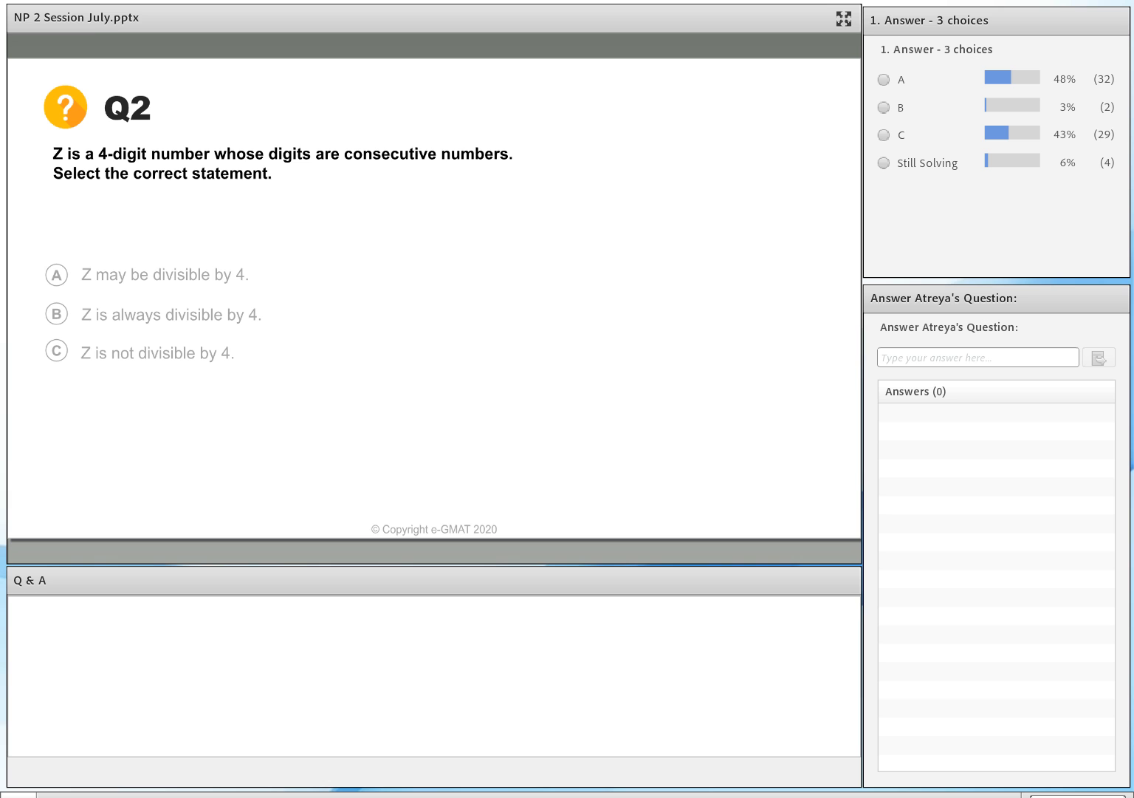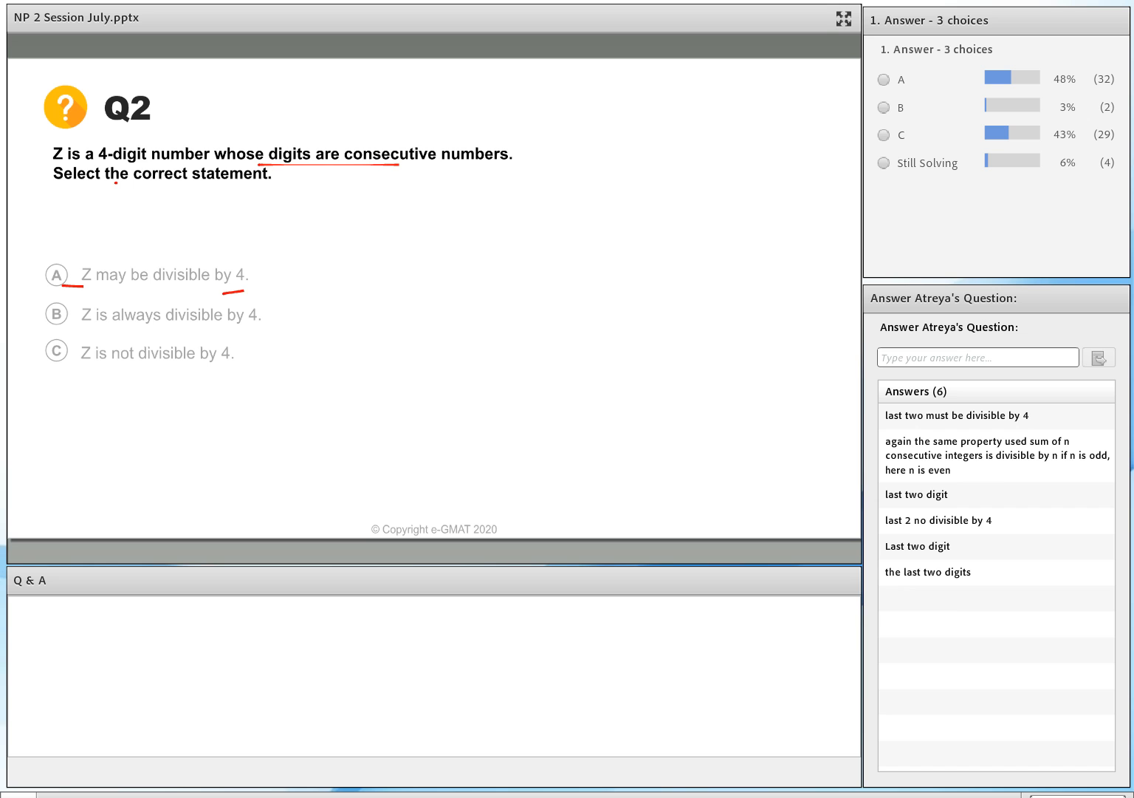All right. Now, what is the question asking us? Z is a 4-digit number whose digits are consecutive numbers. I need to establish a relationship between Z and the divisibility of 4. Very quickly, I'm going to reopen the short answer poll. Guys, tell me, what is the divisibility rule of 4? The last two digits should be divisible by 4, right? I have to look for the last two digits.